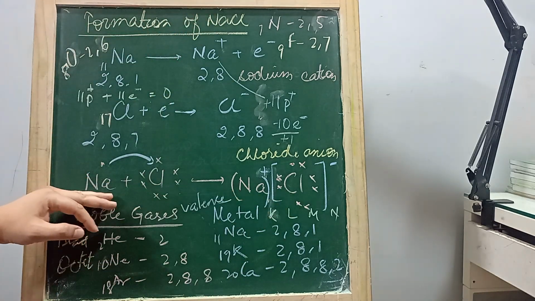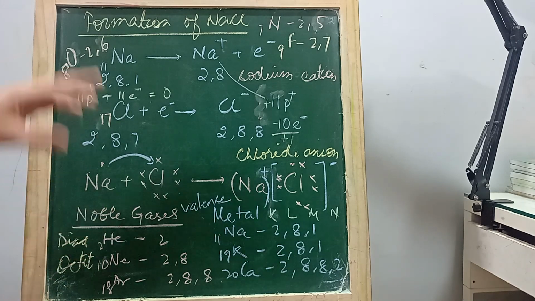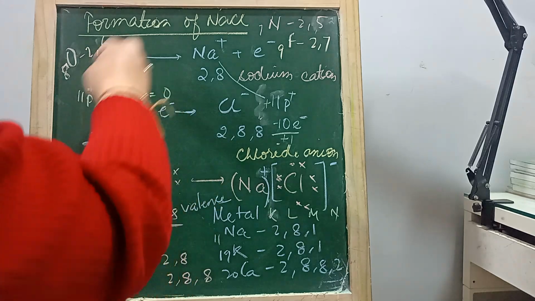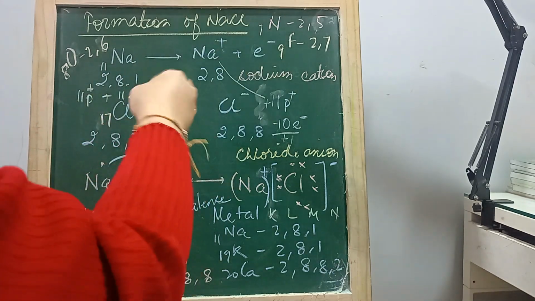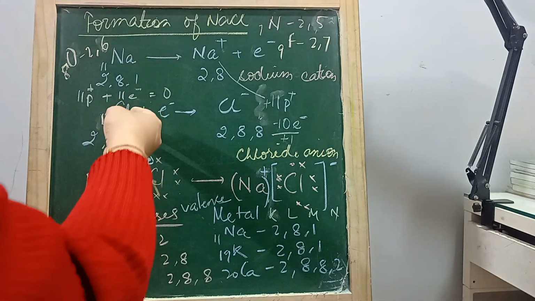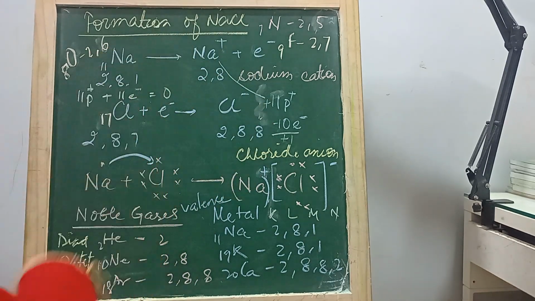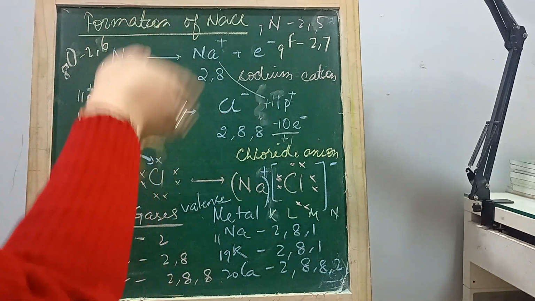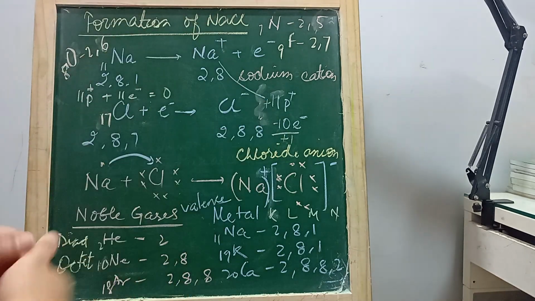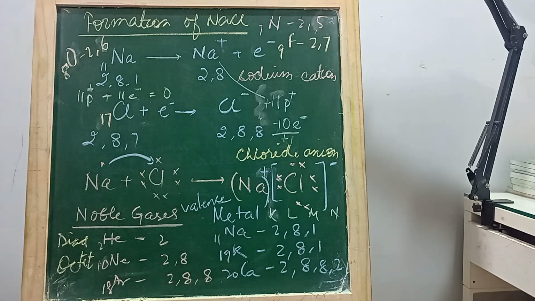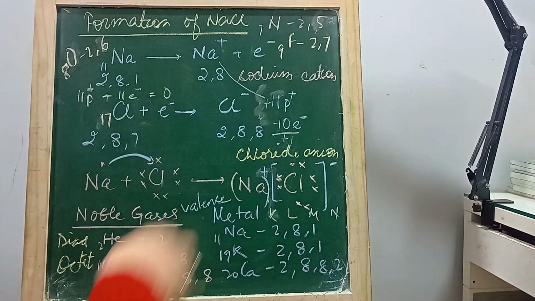What happens is, sodium we will not write. See, electrons are given out from the outermost shell. The electrons in the valence shell are given out, or electrons are taken into the valence shell. So it's the electrons in the valence shell that are important, which determine the chemical properties of the element. So this is a way of depicting the formation of sodium chloride.